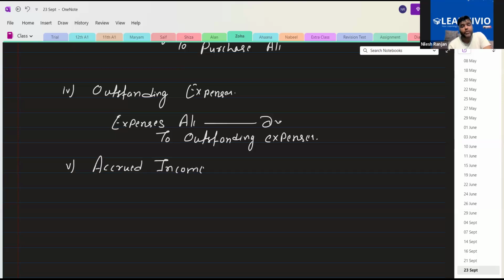Then there is accrued expense, accrued income, means income which is incurred, which is due but not received. So in that situation, again, it will be accrued income account debit to income account.